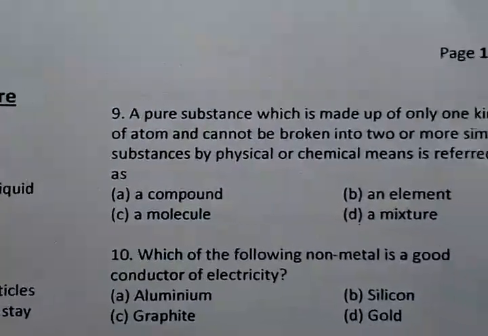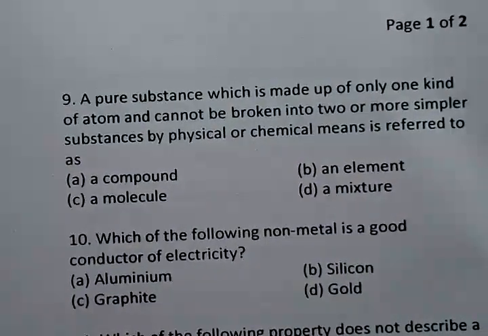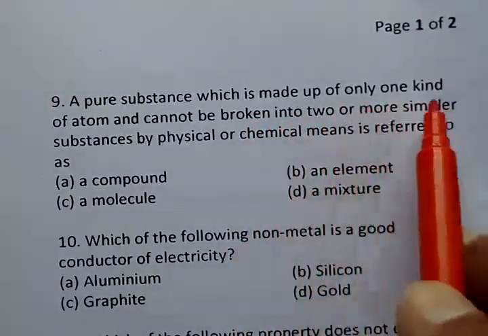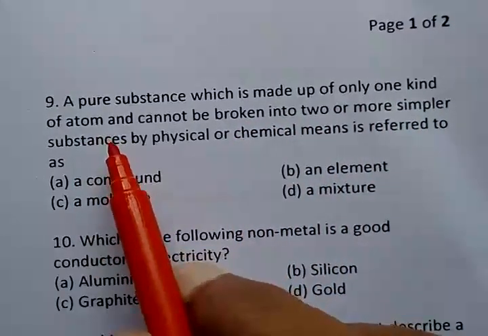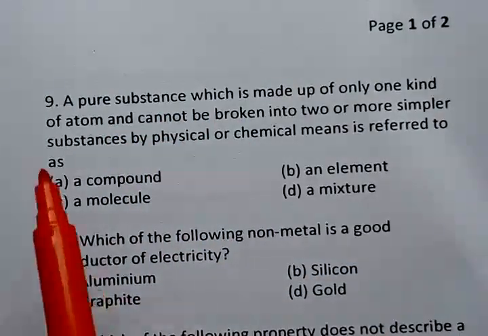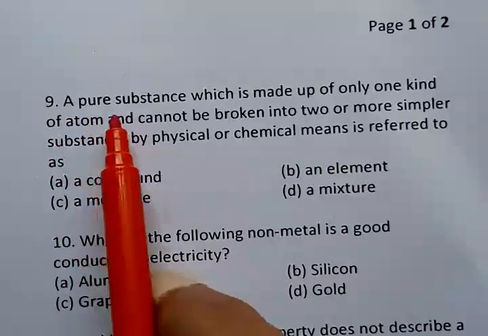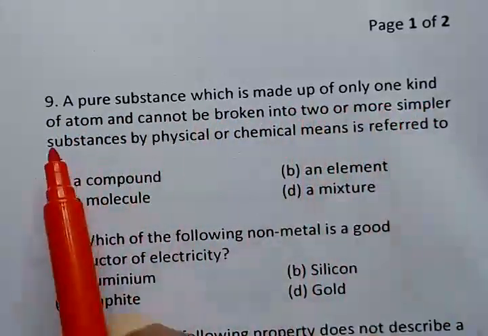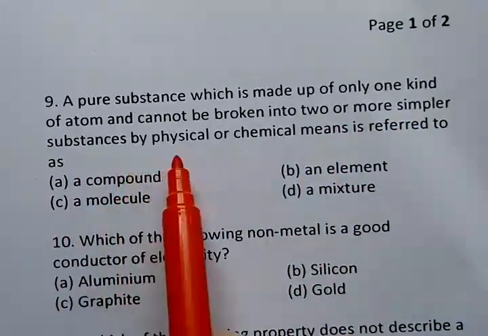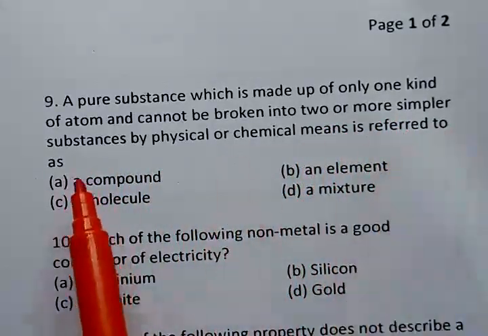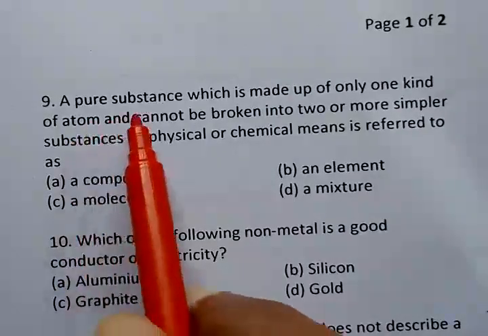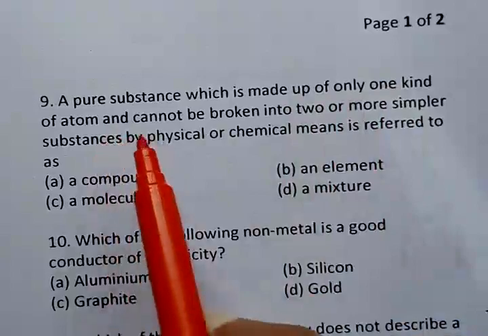So ninth one, a pure substance which is made up of only one kind of atom. Okay, a pure substance. Again I am reading. A pure substance which is made up of only one kind of atom and cannot be broken into two or more simpler substances by physical or chemical means is referred to as a compound.